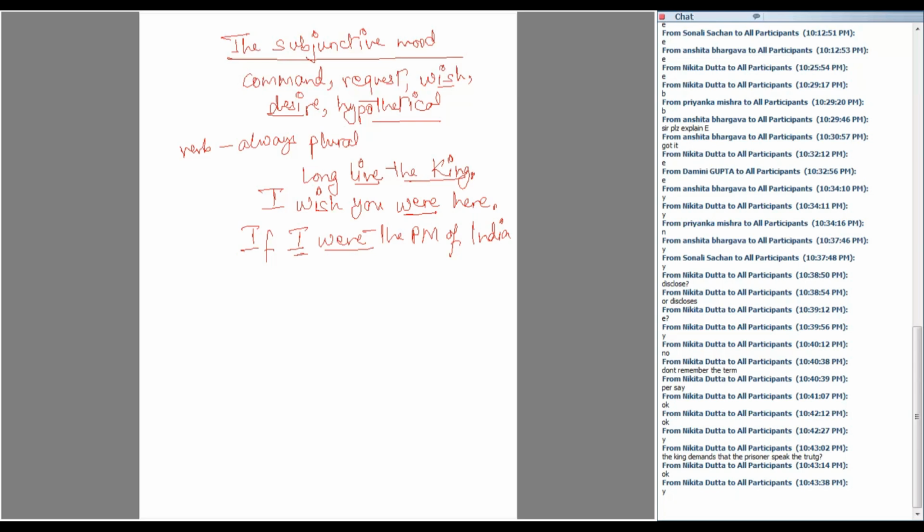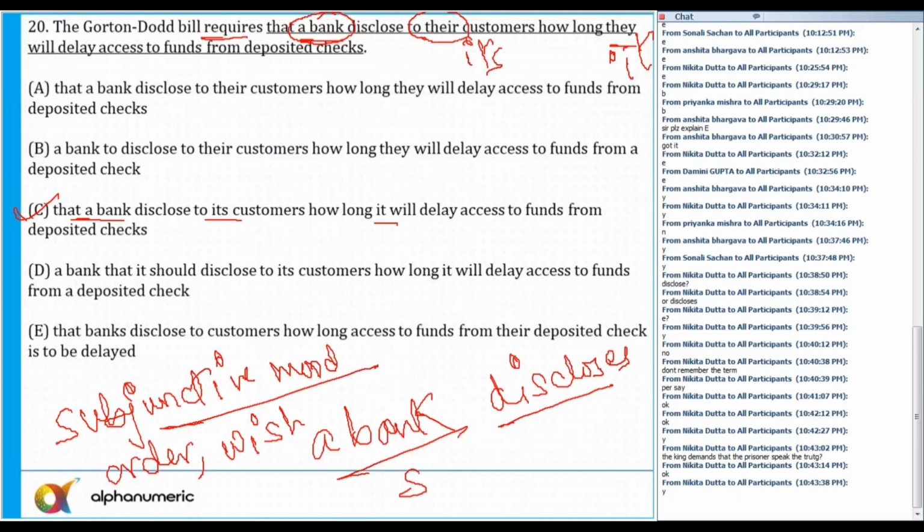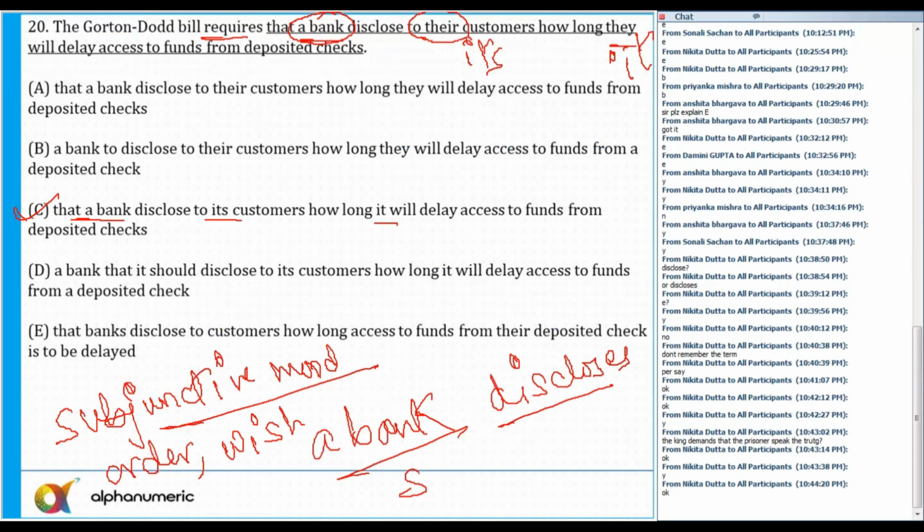Okay, now see what is happening over here. Because it is a requirement, the bill requires. It is an order. Because it is an order, that is why we have to use this clause. Okay, did you understand?